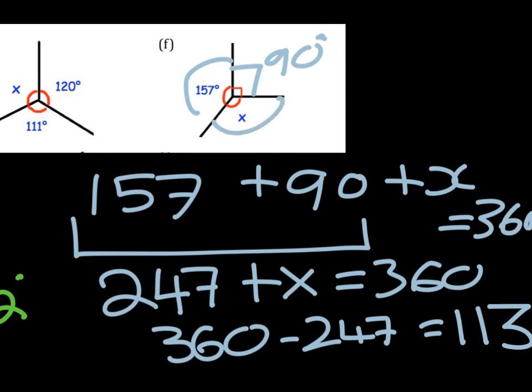And again, remember, all of these questions, you can pop the answers back in and double check. So here, I put the 113 in. If I was checking on my calculator because I got some time left over, I'd quickly type in 113 plus 157 plus 90 and double check that it does add up to 360.